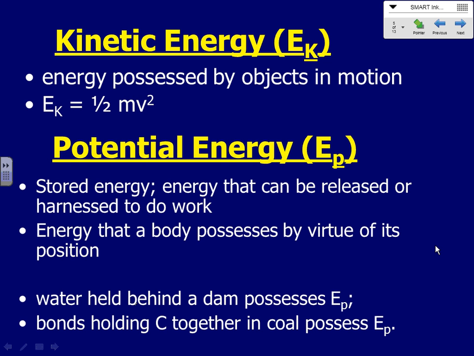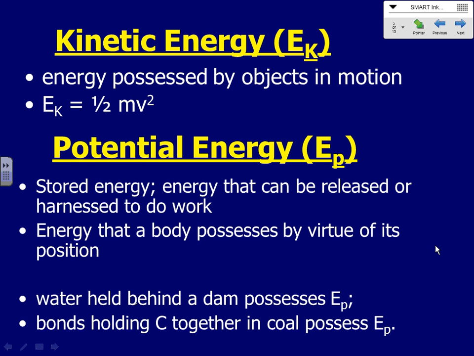Potential energy is stored energy, energy that can be released or harnessed to do work, energy that a body possesses by virtue of its position. It's also got to have a secondary part to it: its position in what we would call a force field. There has to be a force between those two things that are relatively positioned with each other in order for there to be potential energy. Classic example, gravitational potential energy.